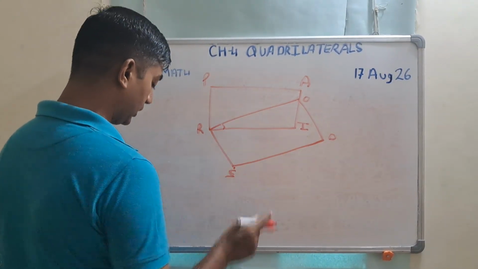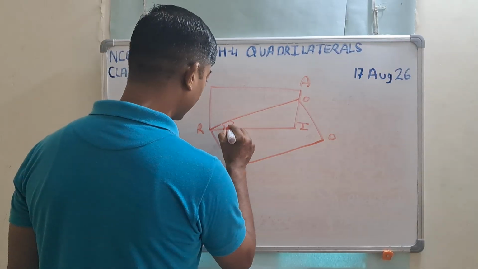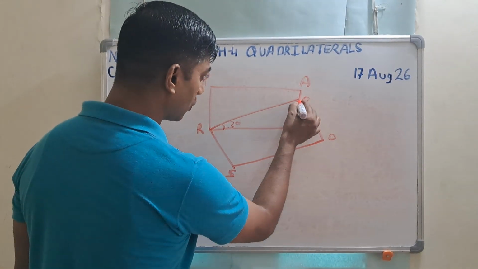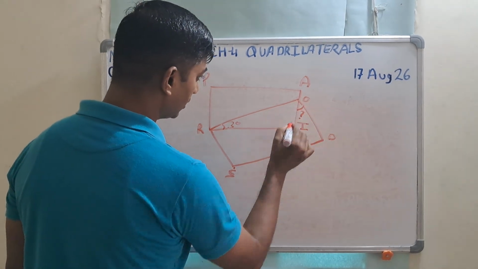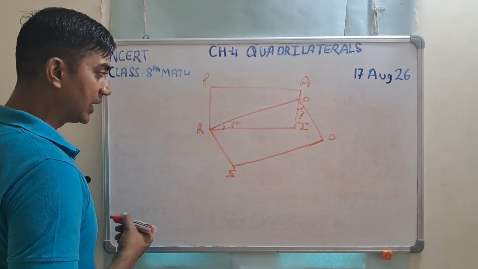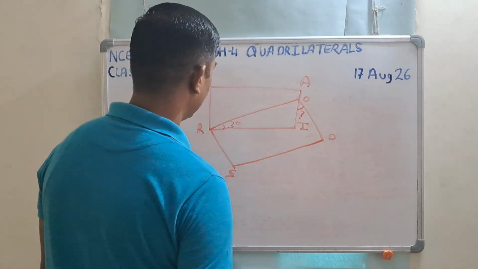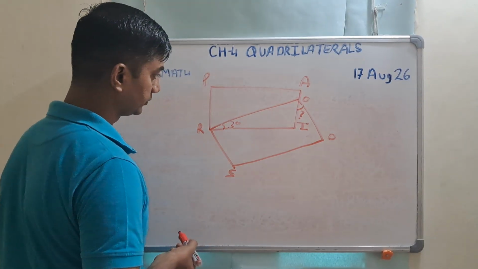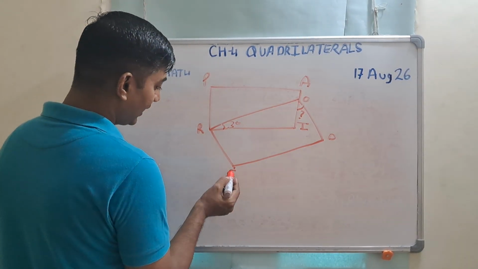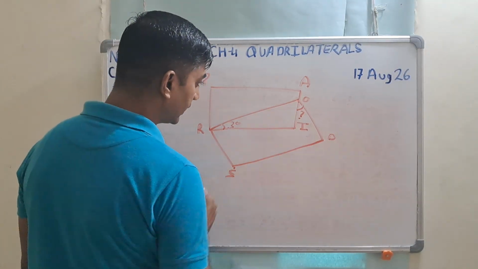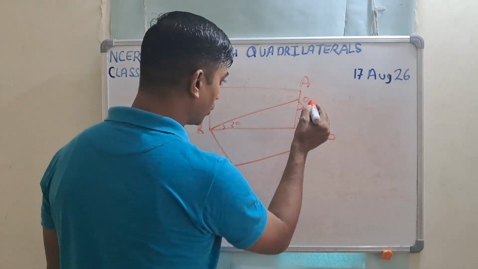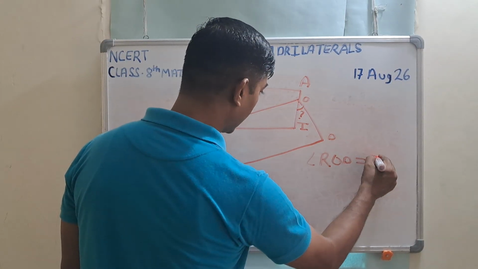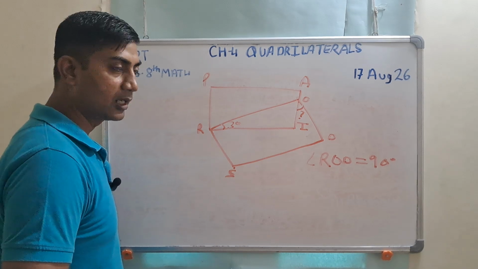Now this angle they have given us is 30 degrees, and we have to find the angle IOD. So what is this angle? It is very easy to calculate. How will we calculate this angle? Now see, SROD is a rectangle, so angle ROD is 90 degrees. All the angles in a rectangle are 90 degrees.